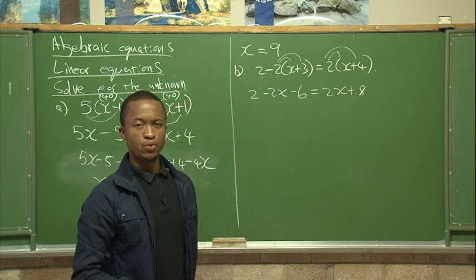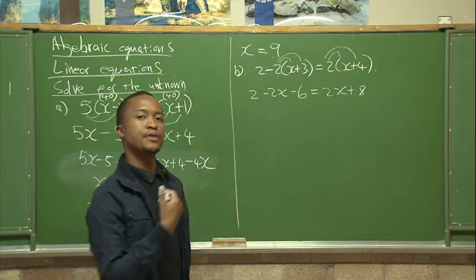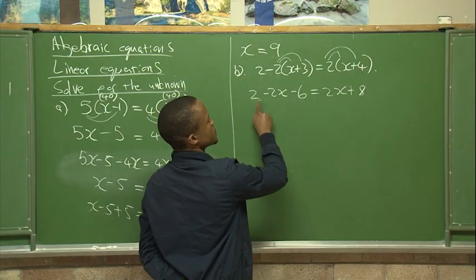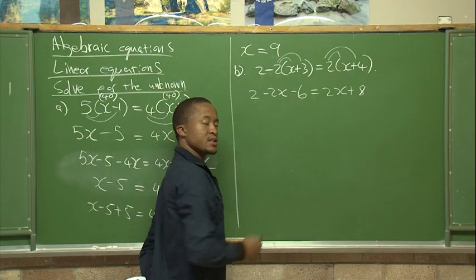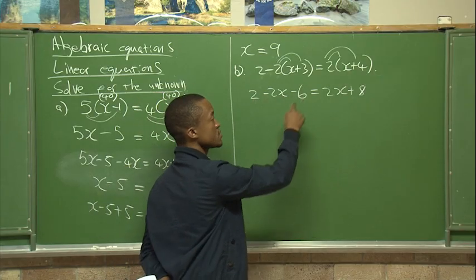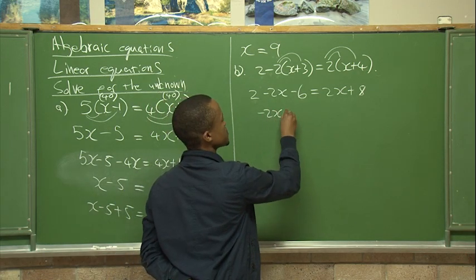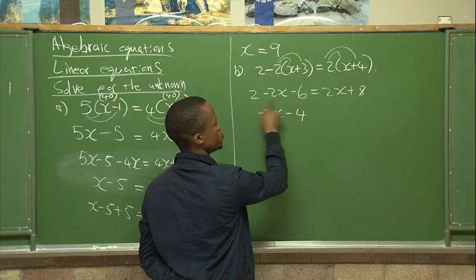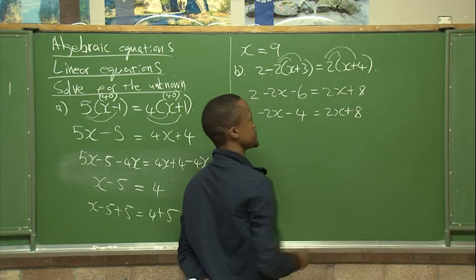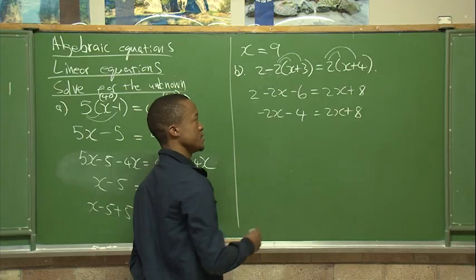Then what do we need to do? Well, we need to get variables on one side of the equation and constants on the other side of the equation. And before we do that, we can combine the like terms we see on the left-hand side of the equation. So 2 minus 6 will be negative 4. So we'll have negative 2x minus 4 when we combine the two like terms, the two constants, is equal to 2x plus 8. Now, let's get variables one side, constants on the other side.